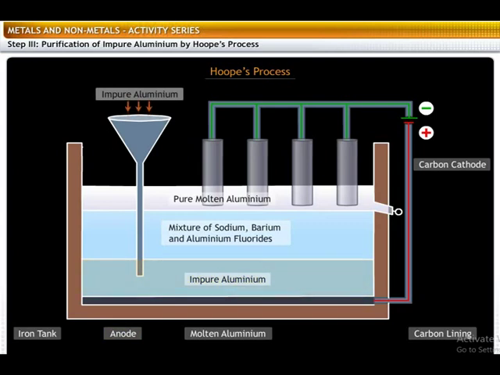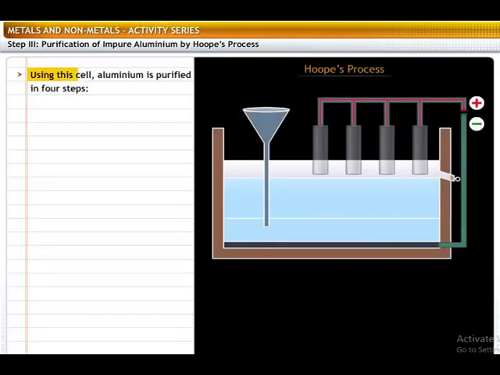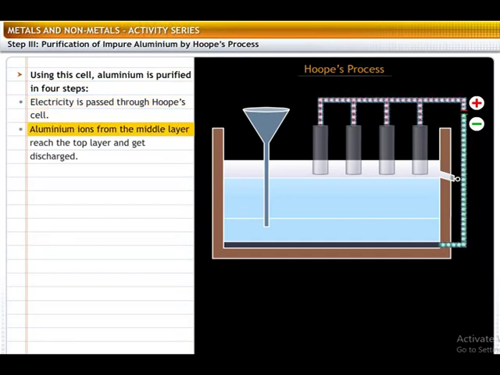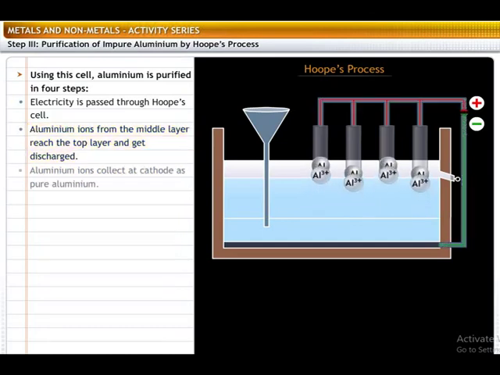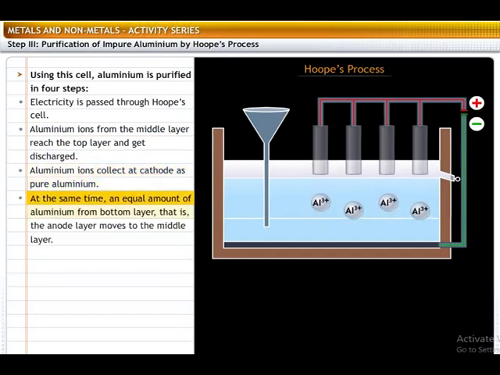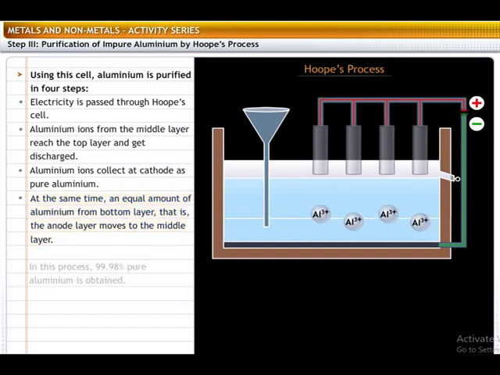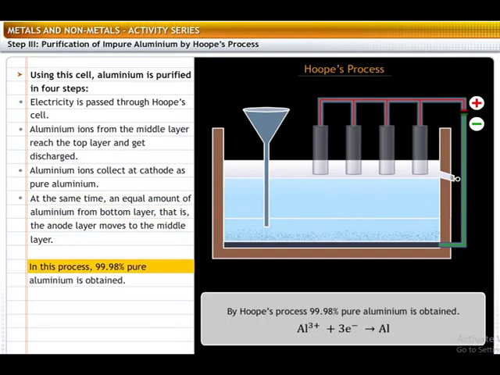Using this cell, aluminium is purified in 4 steps. Electricity is passed through Hoope's cell. Aluminium ions from the middle layer reach the top layer and get discharged. Aluminium ions collect at the cathode as pure aluminium. At the same time, an equal amount of aluminium from the bottom layer, that is, the anode layer, moves to the middle layer. In this process, 99.98% pure aluminium is obtained.